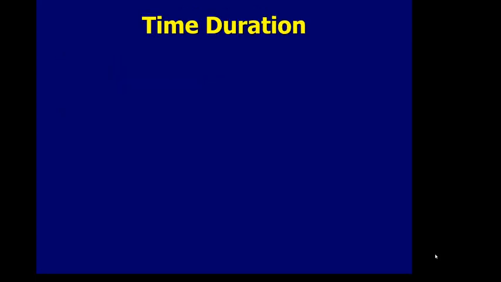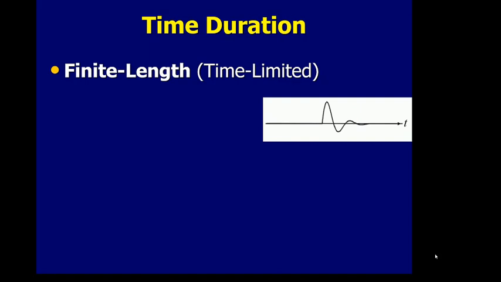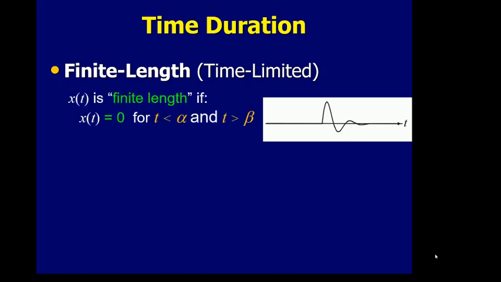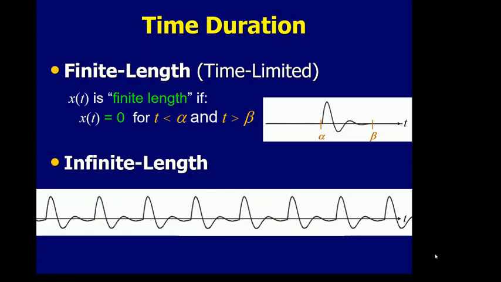We can also look at the boundaries in the time axis as well, and delineate between a finite length signal, which we'll also call a time limited signal. In this case, we'll give it that name, time limited or finite length, if the function x of t goes to 0 for all t less than some value alpha and all t greater than some value beta. If it's infinite length, it never quite goes to 0, never settles down, and just continues to go on and on and on at non-zero values in both directions.